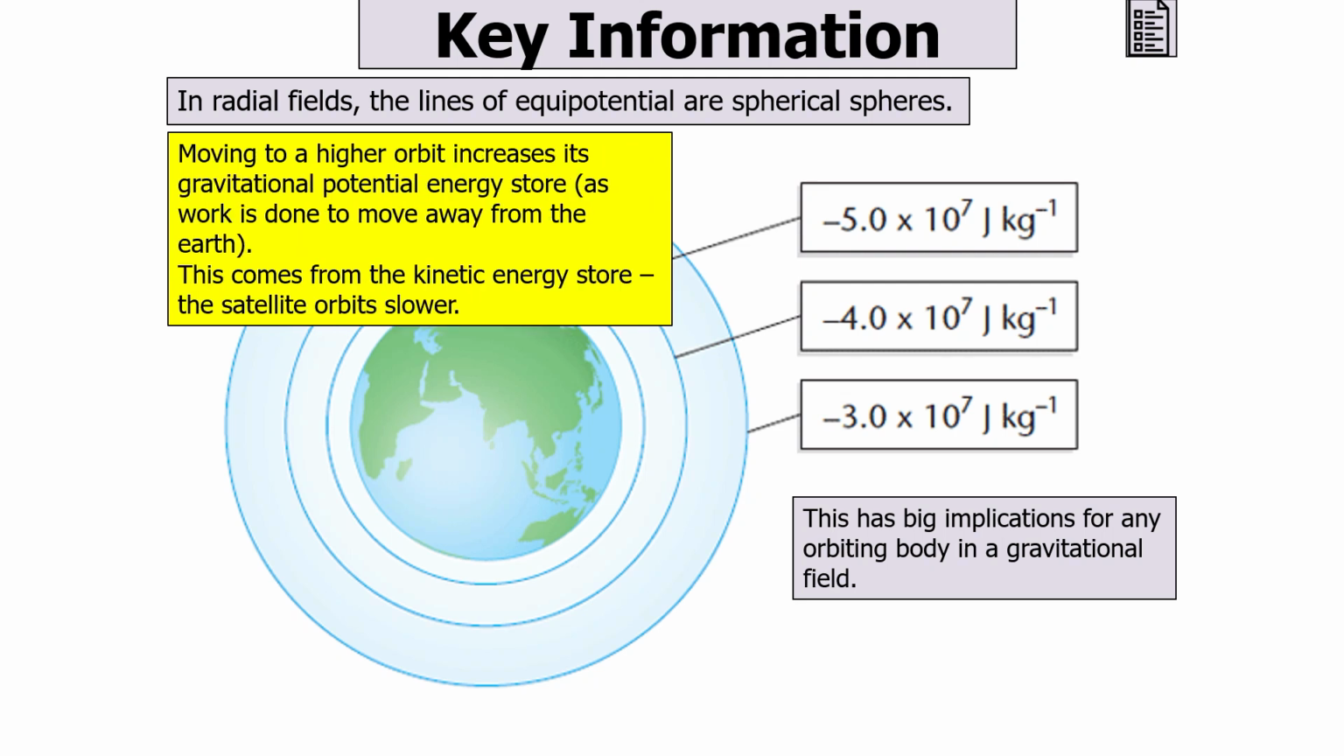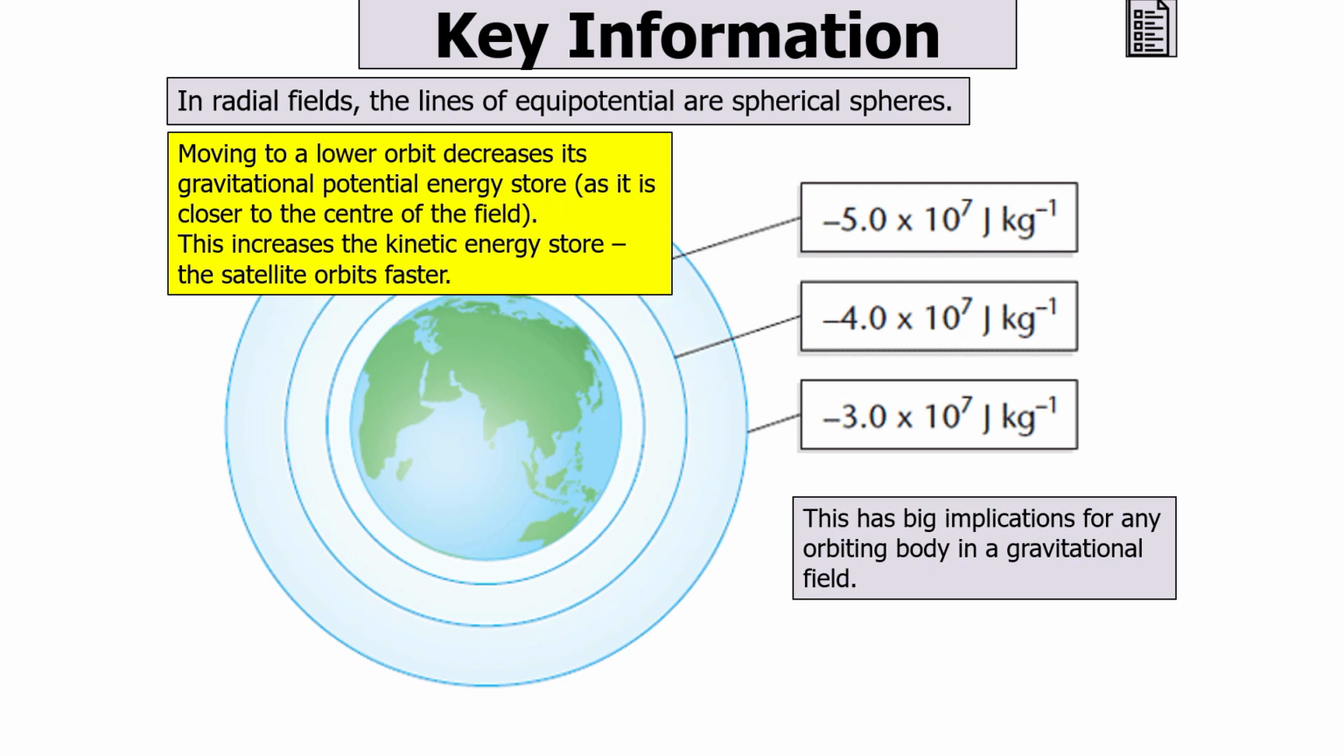Moving to a higher orbit increases the gravitational potential energy store as work is done to move away from the Earth. This comes from the kinetic energy store, so the satellite orbits slower. Whilst moving to a lower orbit decreases its gravitational potential energy store as it's closer to the centre of the field. This increases the kinetic energy store, so the satellite orbits faster.